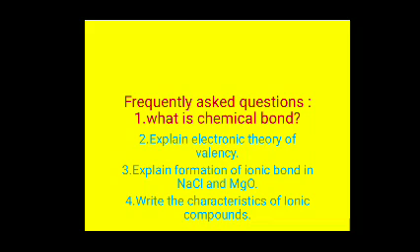Magnesium in its valence shell has 2 electrons. Oxygen in its valence shell has 6 electrons. 2 electrons transfer from magnesium to oxygen to form an ionic bond in magnesium oxide.